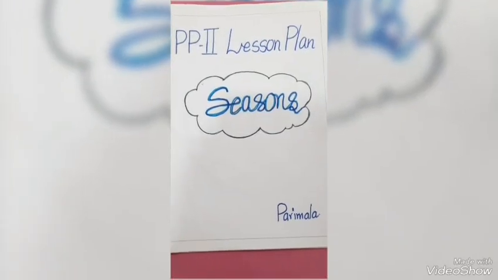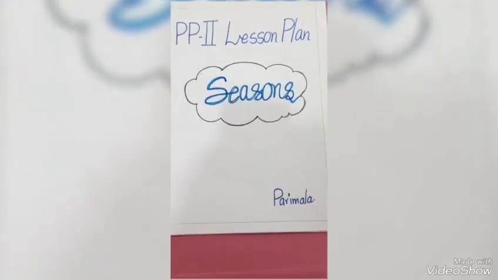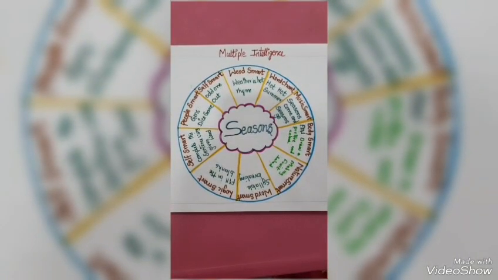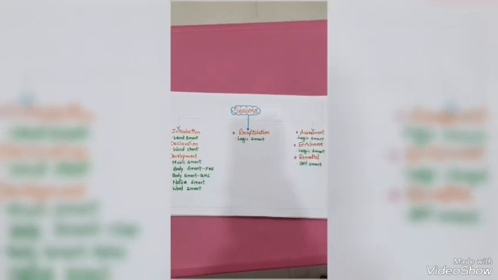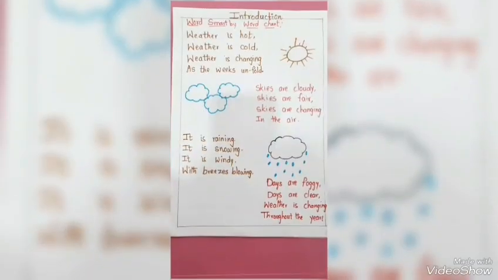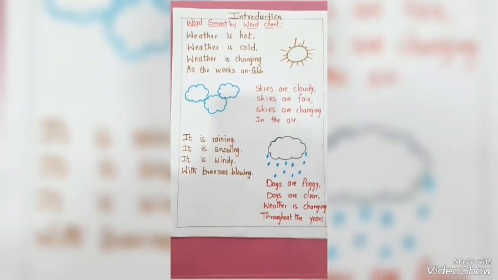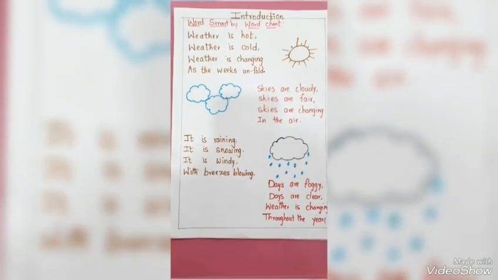PP2 Lesson Plan Seasons. Multiple Intelligence. Flowchart of Seasons. Introduction. Words marked by word chant.